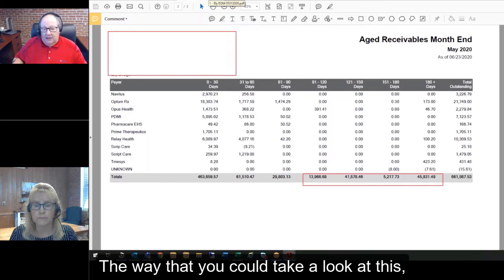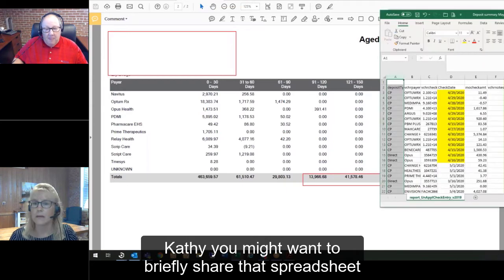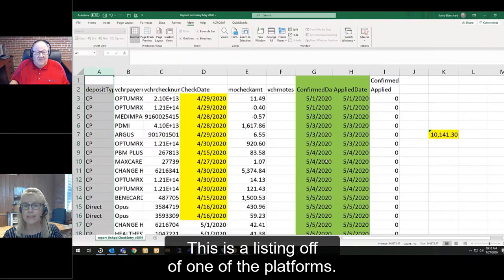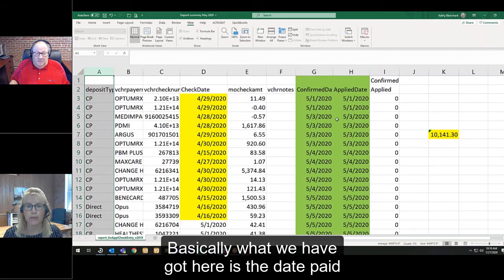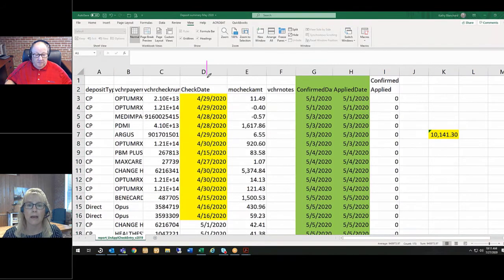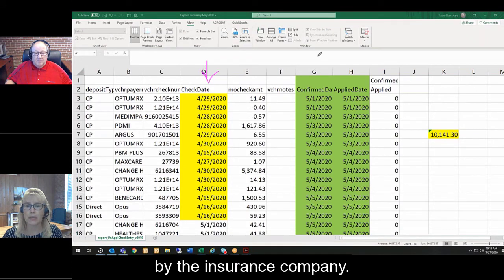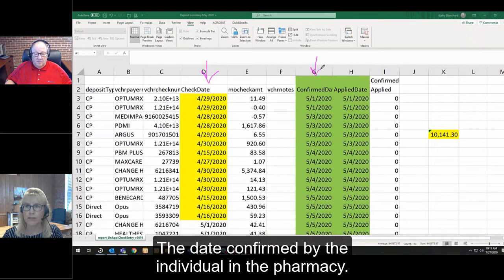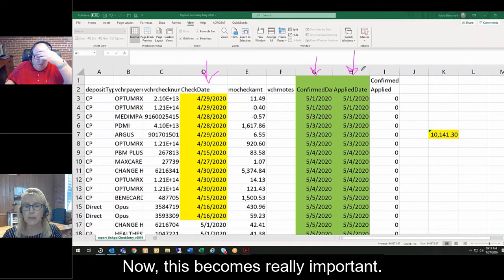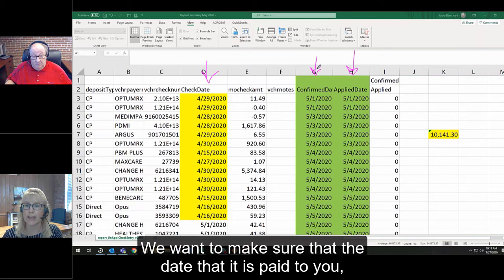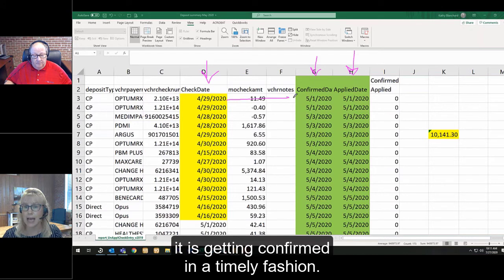The way that you take a look at this, Kathy might just want to briefly show that spreadsheet where we tracked the 835s. This is a listing off of one of the platforms. These are the actual deposits received. And basically what we've got here is the date paid by the insurance company, the date confirmed by the individual in the pharmacy, and then the date applied by your analyst at your reconciliation service. Now this becomes really important. We want to make sure that the date that it's paid to you, it's getting confirmed in a timely fashion.